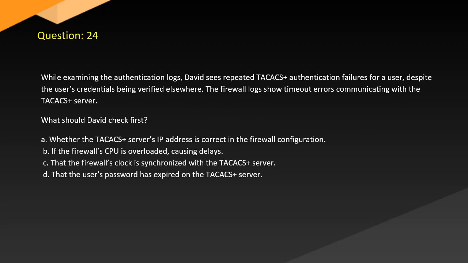Question 24. While examining the authentication logs, David sees repeated TACACS+ authentication failures for a user despite the user's credentials being verified elsewhere. The firewall logs show timeout errors communicating with the TACACS+ server. What should David check first? A. Whether the TACACS+ server's IP address is correct in the firewall configuration. B. If the firewall's CPU is overloaded, causing delays. C. That the firewall's clock is synchronized with the TACACS+ server. D. That the user's password has expired on the TACACS+ server.